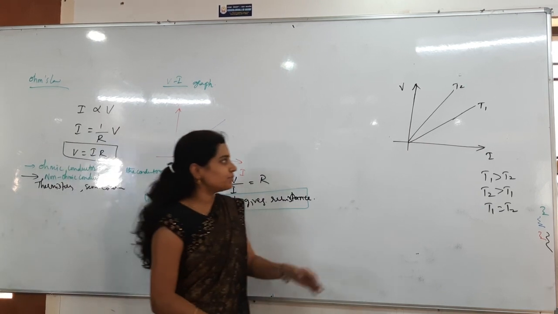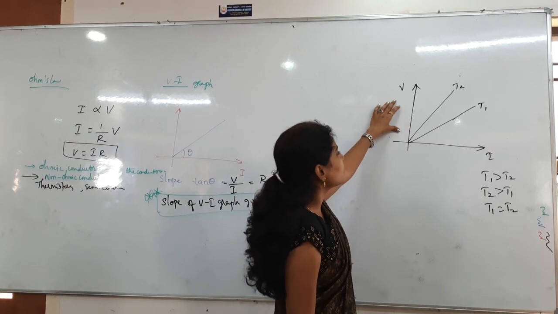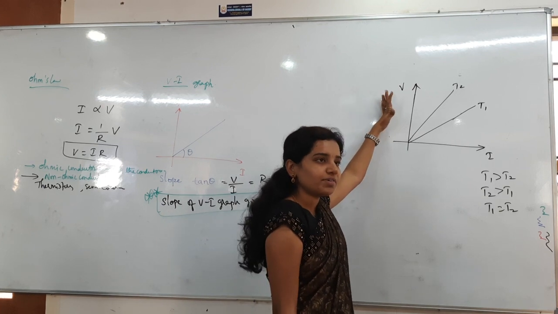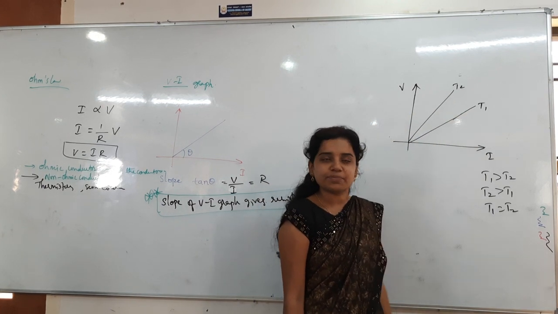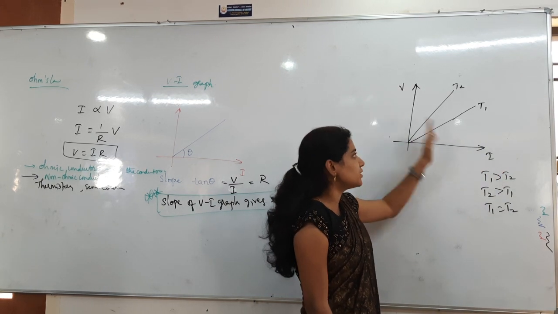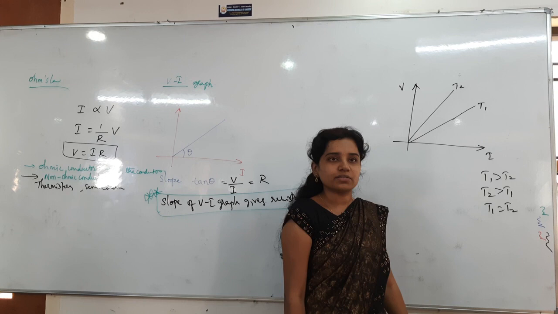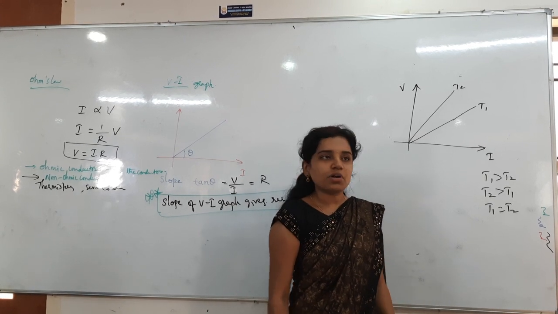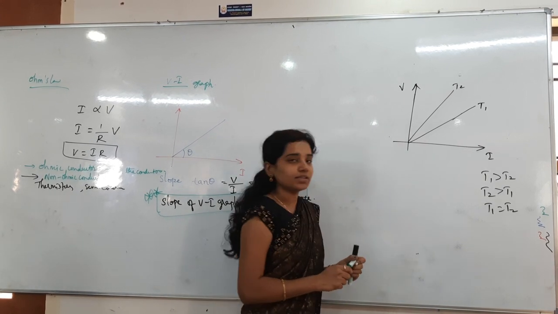See, whenever you observe here, if on the y-axis I have the temperature, then which will be greater? Obviously T2 is greater than T1. But I am not taking it like that, I am taking the voltage and then the current here. There is no relation between the voltage and current and the temperature. So what you have to do is take the angles here.